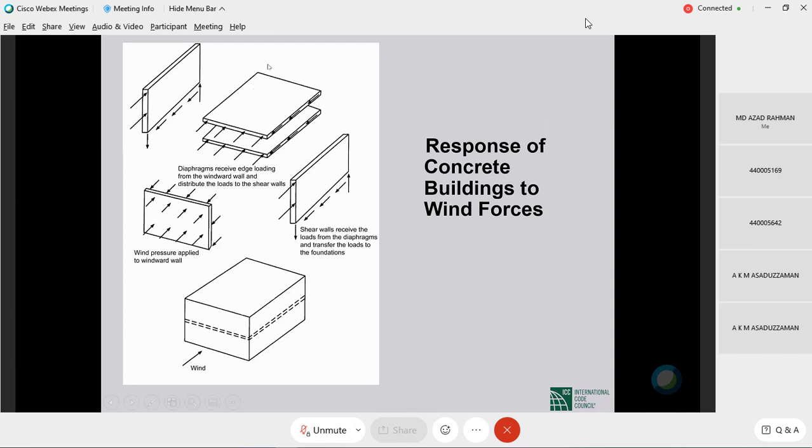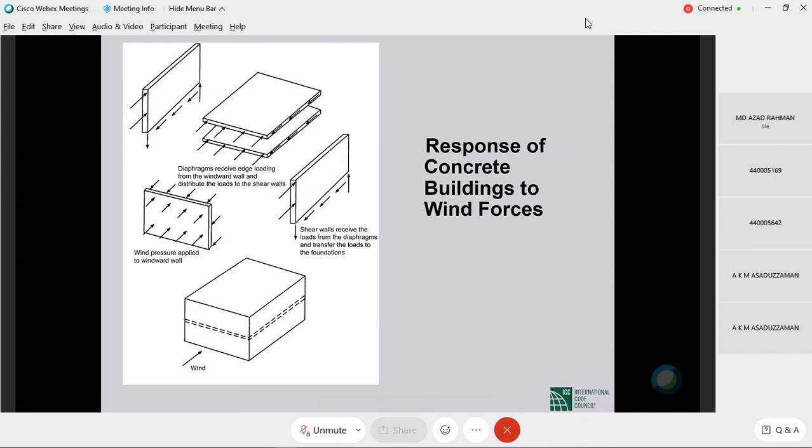This diaphragm will develop tension along that edge, compression along that edge, and shear along the parallel edges. The shear will be transferred to the supporting shear walls and frames, which will bring them down to the ground. So the applied wind is being transferred to the lateral force resisting systems, which are bringing them down to the ground through the floor and the roof diaphragms.